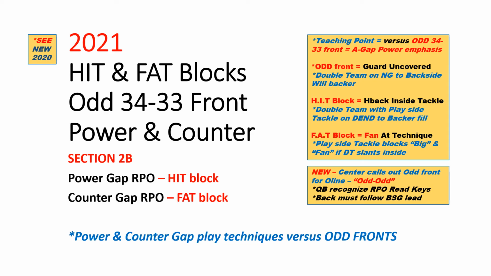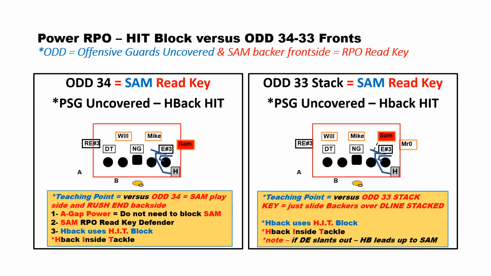Want to talk about our hit and fat block techniques, specifically against odd 34 and 33 stack fronts using our power gap and our counter gap RPOs. All right, first let's look at our power gap RPO and the hit block versus that odd 34, 33 fronts.